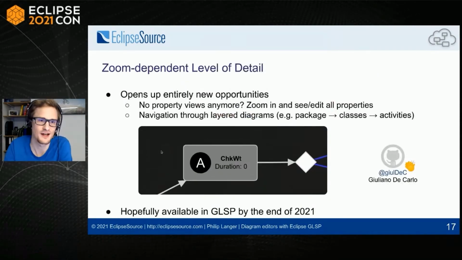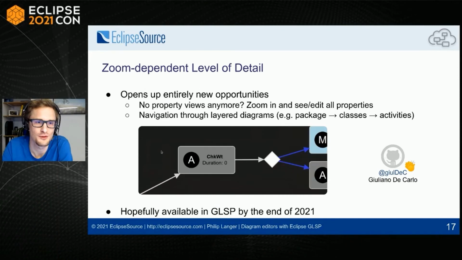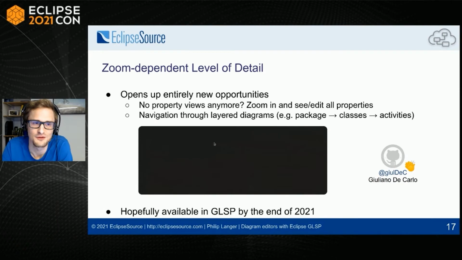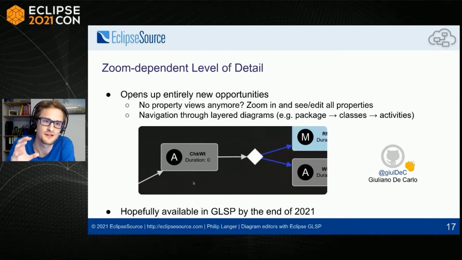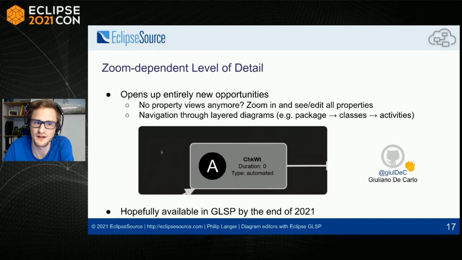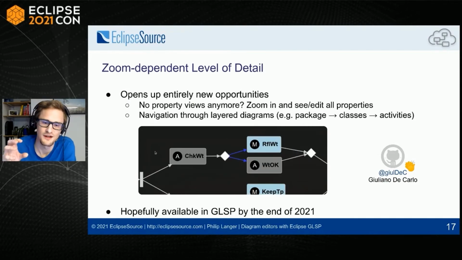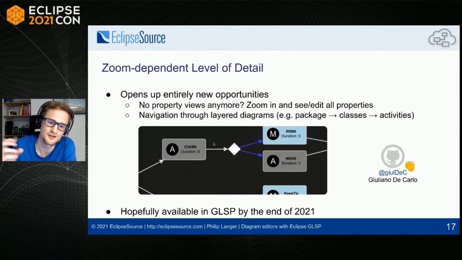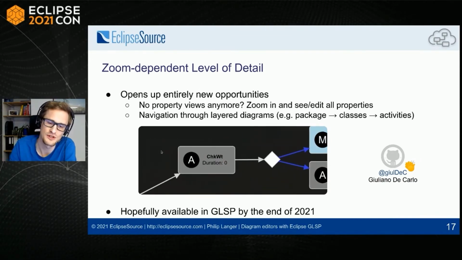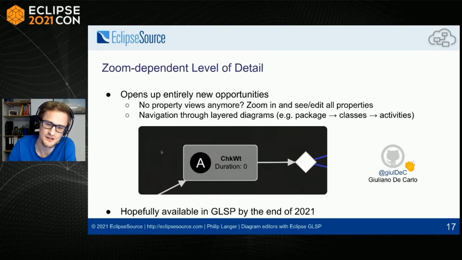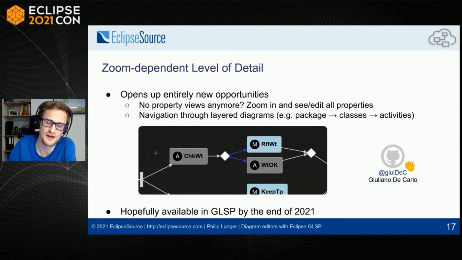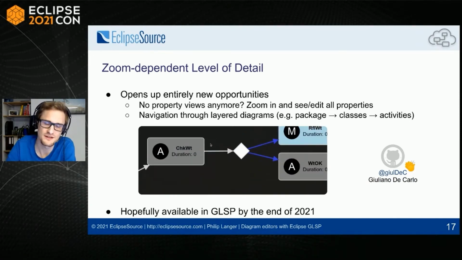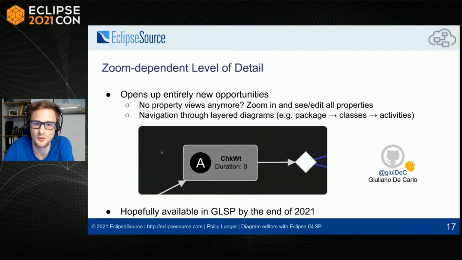Last but certainly not least, I would like to highlight one ongoing contribution by Giuliano. This introduces a very nice idea of having zoom-dependent level of detail in your diagrams. By specifying level of detail rules on the server, you can specify which elements become visible on which zoom level. Whenever you reach that zoom level, the server gets notified and can update the diagram. With that, the more you zoom in, the more details you add. I think this really opens up entirely new opportunities.